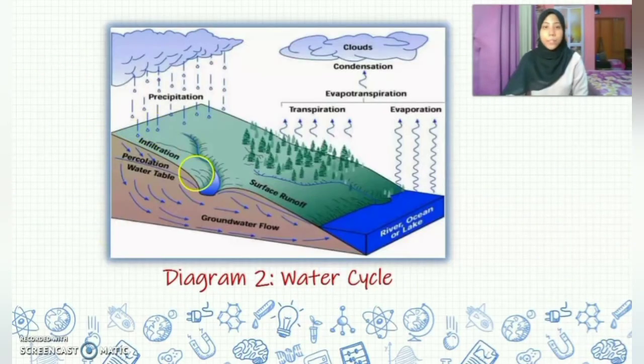Here is the example diagram of the water cycle that is related to the process of water that I have explained before. That's all for my part. The next slide I will pass to Fatin.